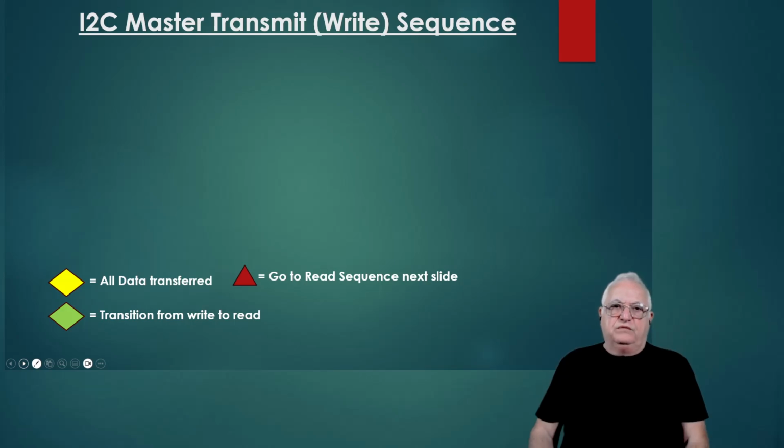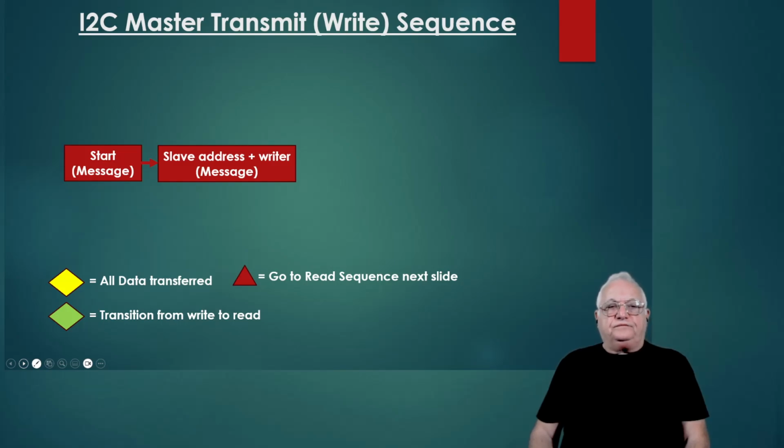So let's start with the write sequence from the master's standpoint. First the master sends what's called a start message. Next it sends another message containing the slave address plus the write command. So basically which slave it wants to communicate with, and it's telling it this is going to be a write transaction. Next, the master starts sending the data. The master will continue to send data until all the data has been transmitted.